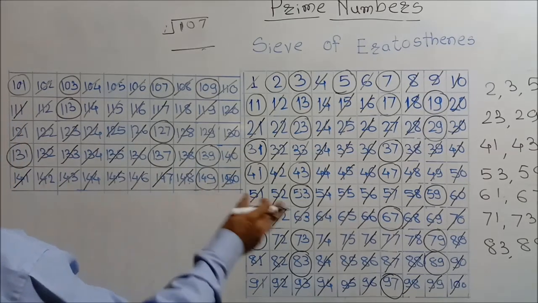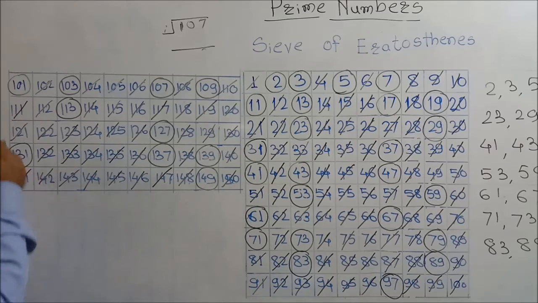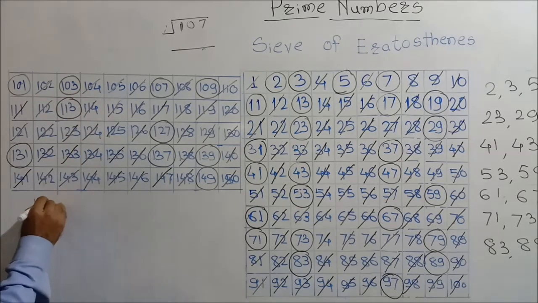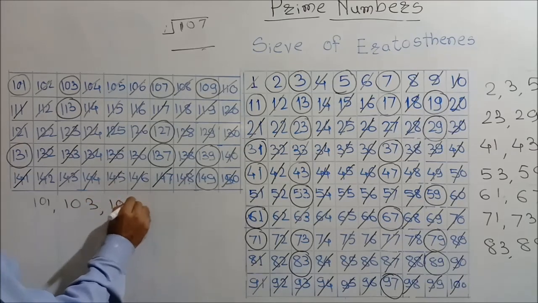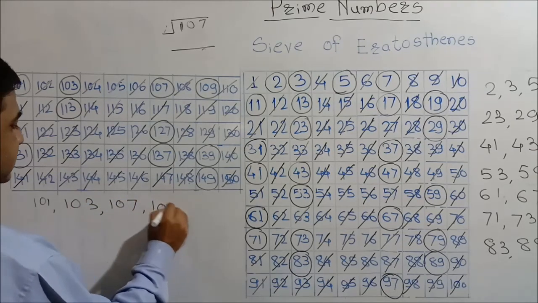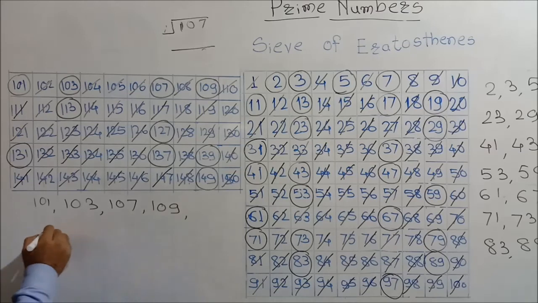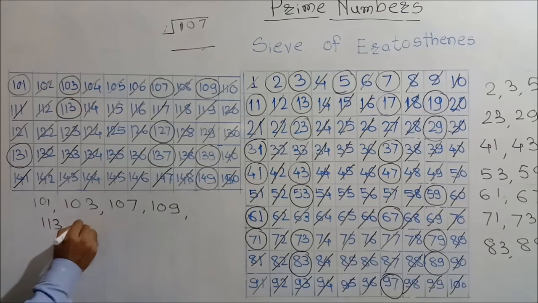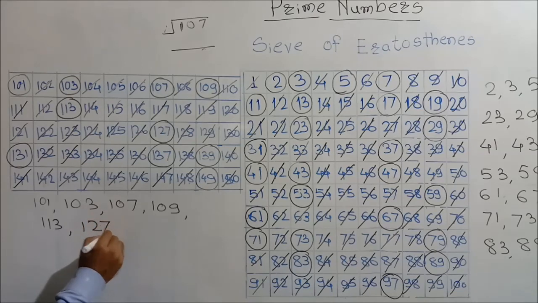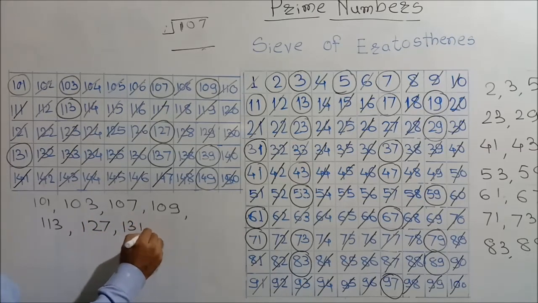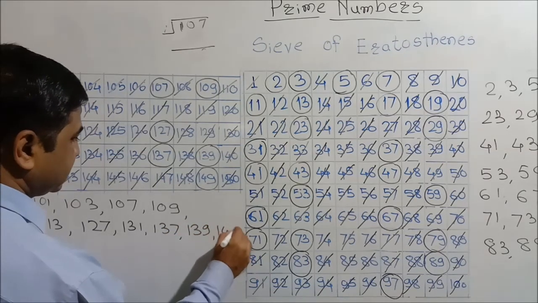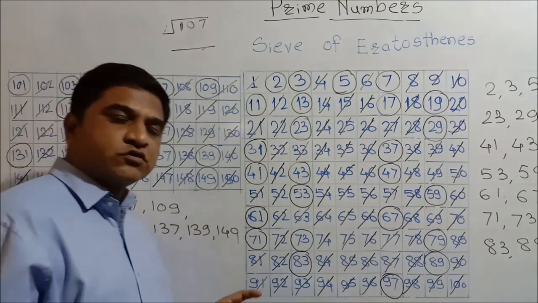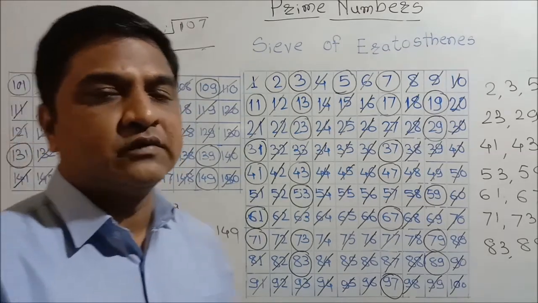So we will jot down all the prime numbers from 100 to 150, which are 101, 103, 107, 109, then 113, then we are having 127, 131, 137, 139, and 149. So these are the prime numbers from 100 to 150.